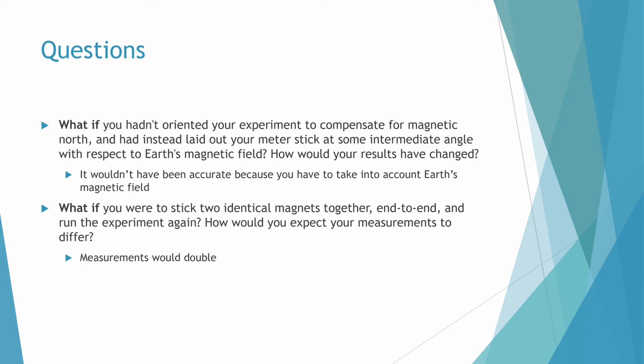If you were to stick two identical magnets together end to end and run the experiment again, how would you expect your measurements to differ? Our measurements would double. The magnetic field at an observation location with the two magnets put together would be double in magnitude in the same direction. Thank you for listening, and let me know if you have any questions.